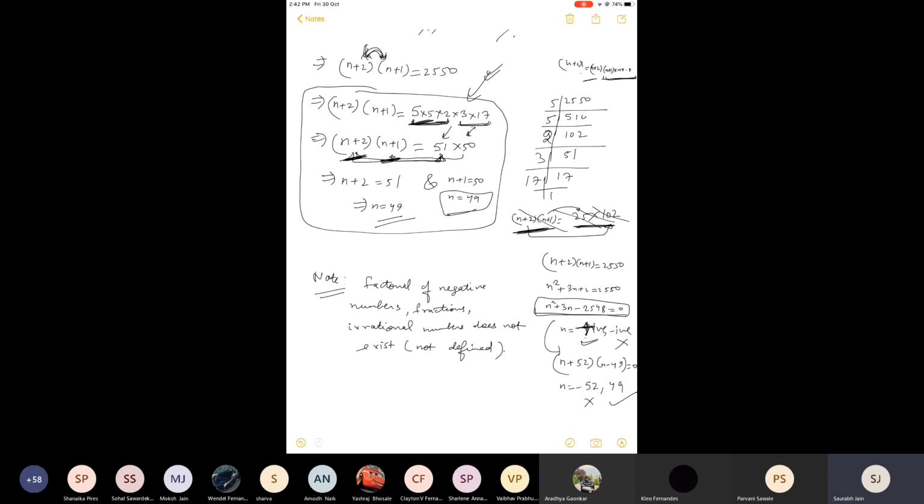So this was everything about the factorial notation. All right. Go through these questions whenever you revise. Okay, that is sufficient.